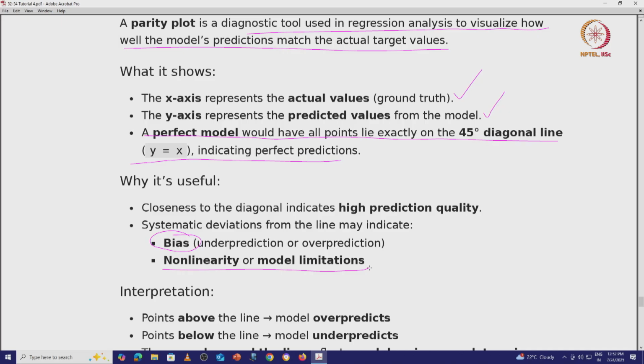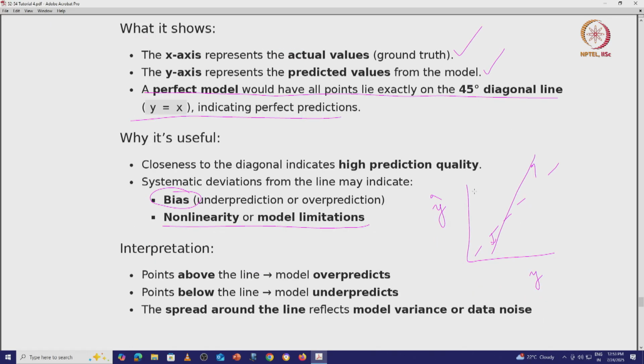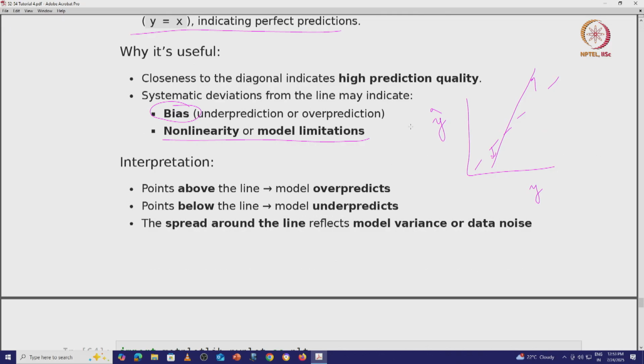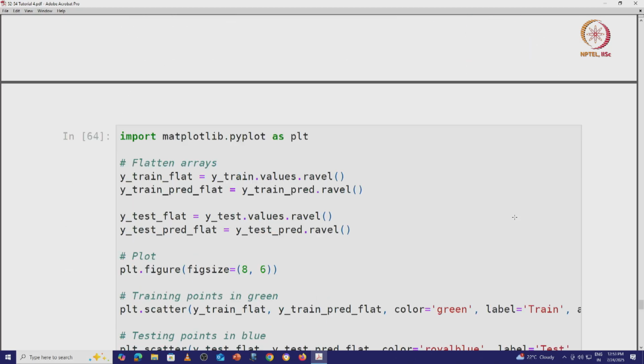Let us say your parity plot makes it seem like, so this is the predicted values and these are the true values, and let us say that this is y equal to x and your parity plot is something like this. So you mean systematically you are under predicting in this region, right, and then you are over predicting in this region. So those kind of things you will be able to find out. So like I said, points above the line are over predictions and points below the line are under predictions, and the spread around the line reflects the model variance or the noise in the data.